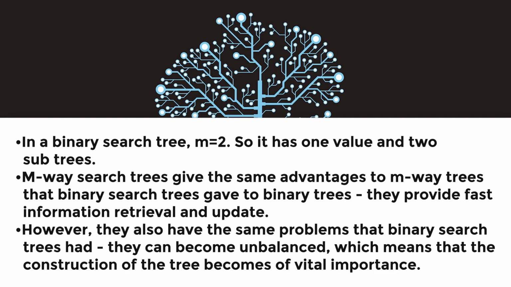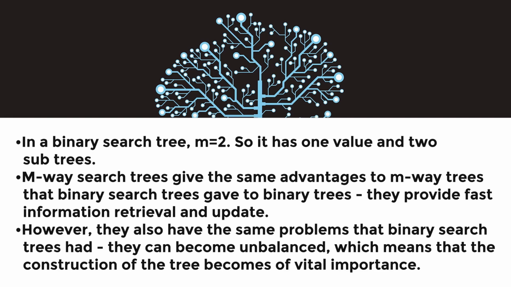However, they also have the same problem that binary search trees had. They can become unbalanced. A binary search tree is an unbalanced tree, and an M-way tree is also an unbalanced tree. This is again a drawback of the M-way search tree. But right now we will not discuss the drawback; we have to go for the strength of the M-way search tree. But we should know what the drawback of the M-way search tree is.